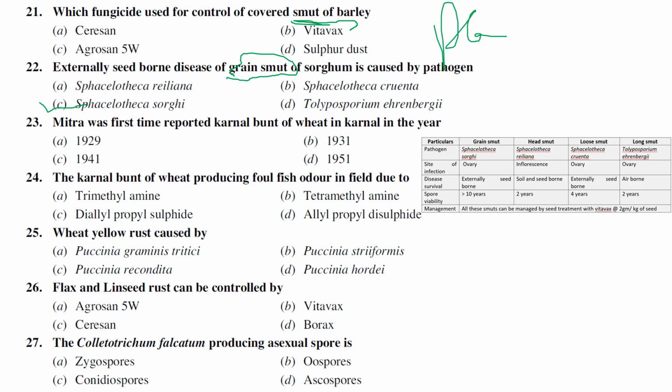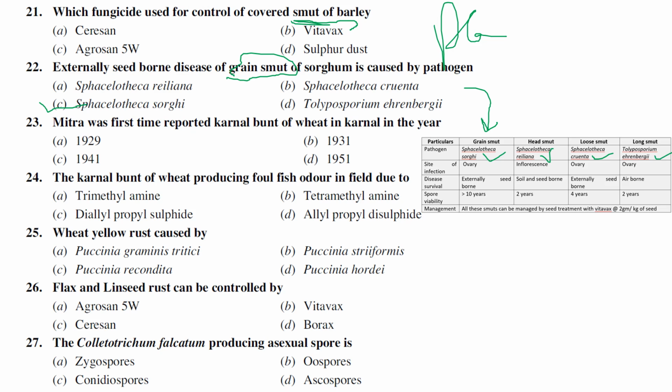Here, for our understanding, I have mentioned a couple of things: grain smut, head smut, loose smut, long smut. Grain smut is caused by Sphacelotheca sorghi, now the name changed to Sporisorium sorghi. Head smut is caused by Sphacelotheca reiliana, the name changed to Sporisorium reilianum. Loose smut, Sphacelotheca cruenta, now changed to Sporisorium cruentum. Long smut, Tolyposporium ehrenbergii, now changed to Sporisorium ehrenbergii.